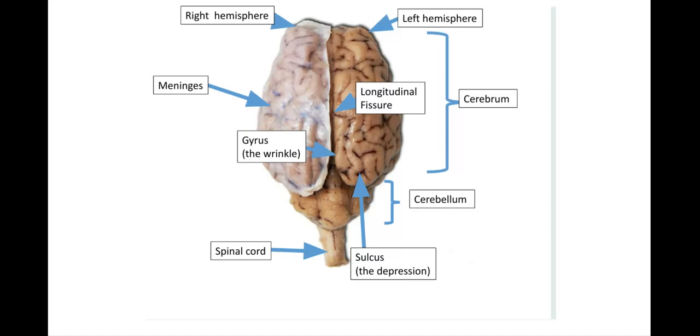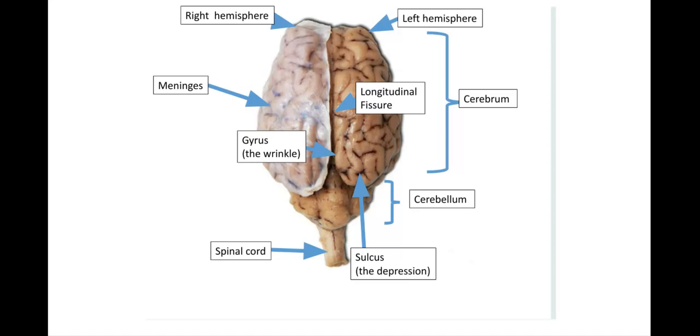Again, taking a look here, we know that in our cerebrum, we've got a left and right hemisphere, and right down the middle is this longitudinal fissure. It's what divides the right and the left. You'd also notice that there's this tissue covering the brain. It's called the meninges. It also covers your spinal cord.